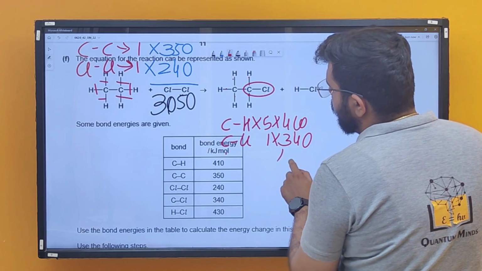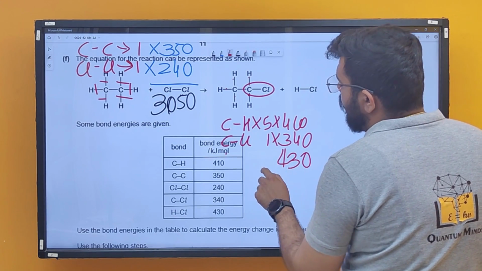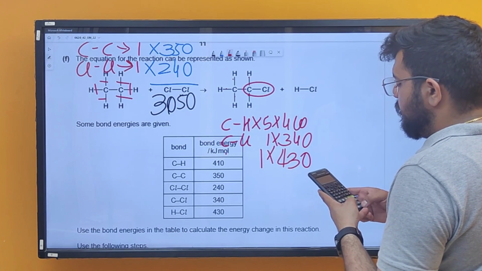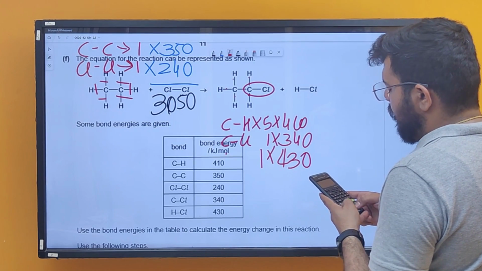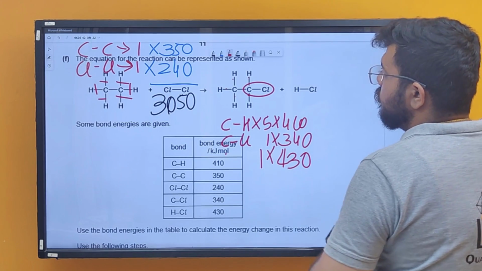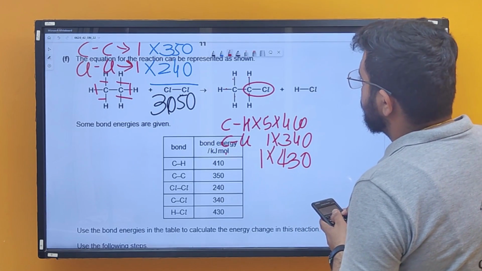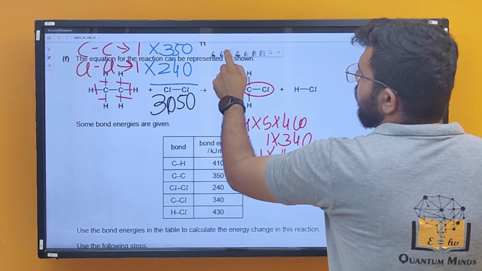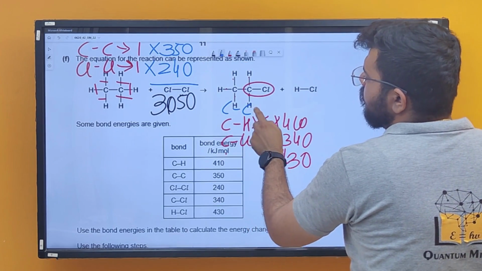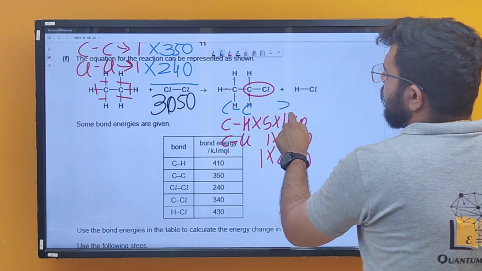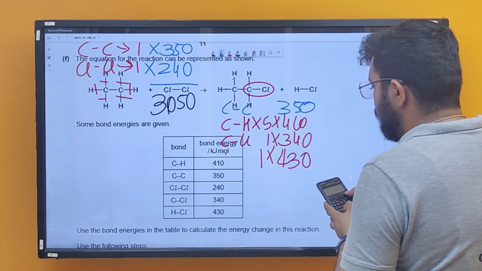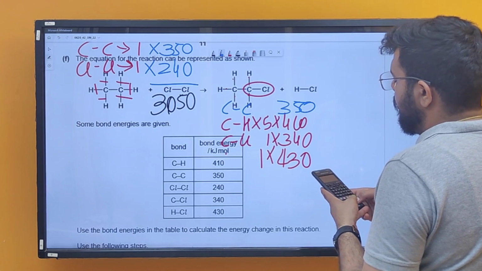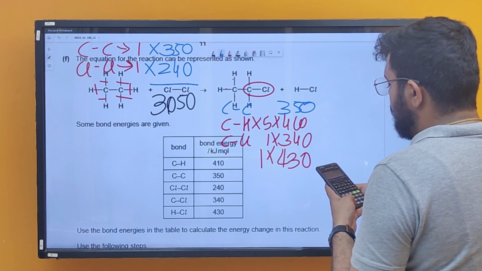That is 430. Only 1 bond is made. So 1 into 430. So I have 5 into 410 plus 340 plus 430. So just a second, guys. 1, 2, 3, 4, 5. Oh, I am forgetting carbon-carbon bond is also made again, which is 350 joules, right? So I have 5 into 410 plus 340 plus 430 plus 350.